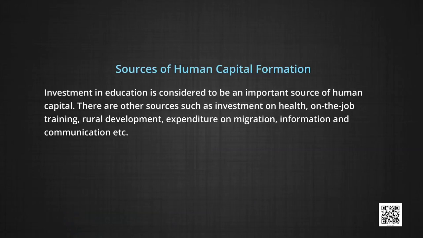Sources of human capital formation. Human capital formation deals with capabilities which are developed through formal and informal education at school and at home, and through measures taken for training, improvement of health and nutrition levels, and mobility in the labor market. There are a number of ways in which human capital can be developed. Investment in education is considered to be an important source of human capital. There are other sources such as investment on health, on-the-job training, rural development, expenditure on migration, information and communication, etc. The different sources of human capital formation are discussed below.